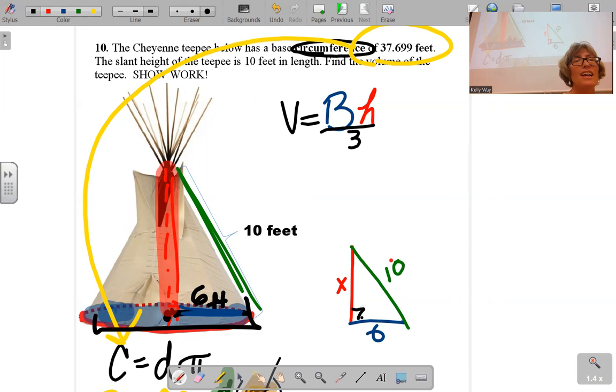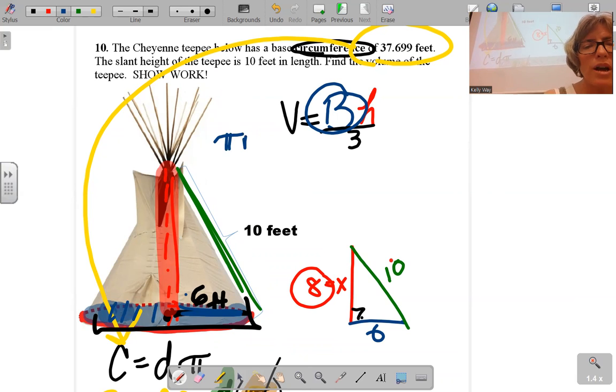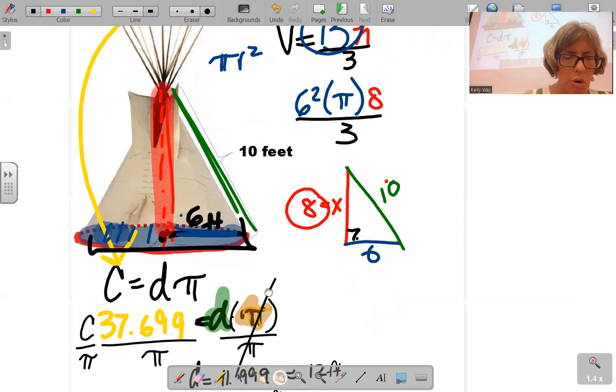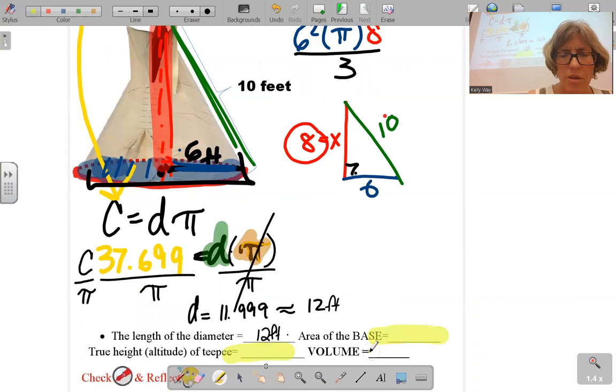Yes? It is a square base. Yes, I should have put a hatch mark there. You caught me, Tyler. I should have also said it was in the problem. I'm going to change it for next year. All right. What'd you guys get for X? It's a whole number, friends. Yes, Evan, it's 8. Now we have everything we need. Our base is a circle. So it's pi r squared, 6 squared, times pi, times your height, over 3. You're going to finish this problem out. You are going to check your work on the board.